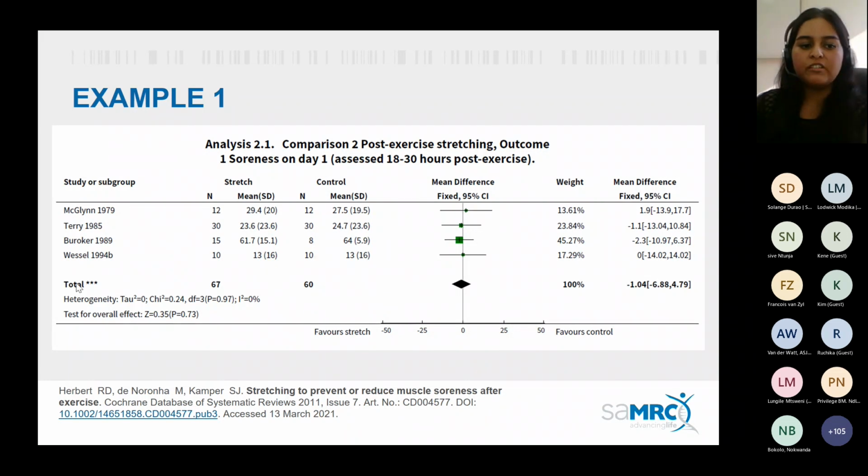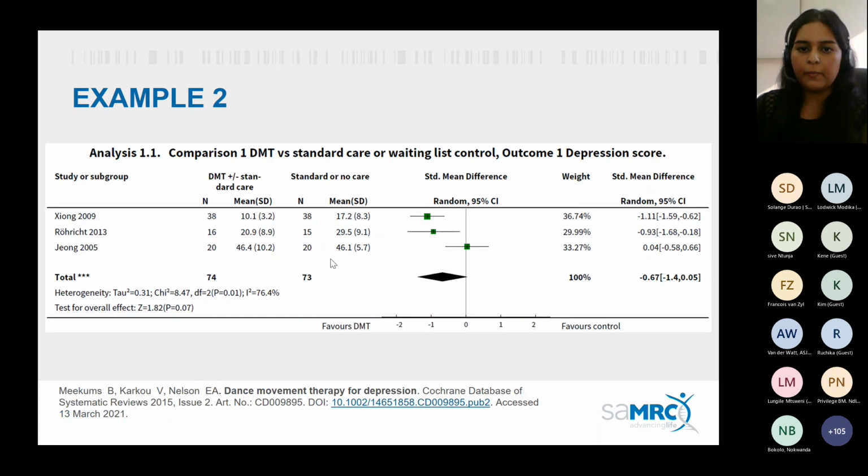We also have a test for the overall effect. It gives us a p-value of 0.73, and this tells us whether the overall effect is significant or not. And this also confirms what we saw with the confidence intervals here.